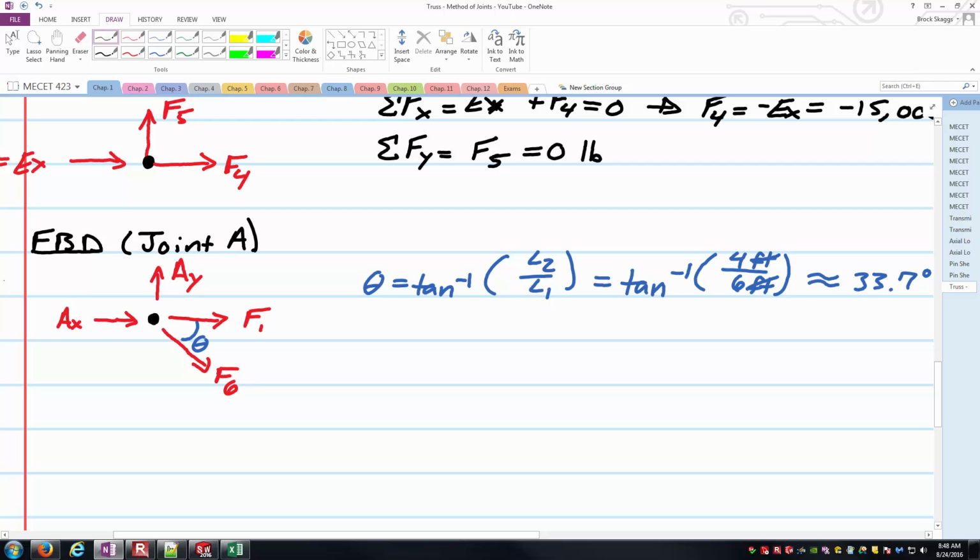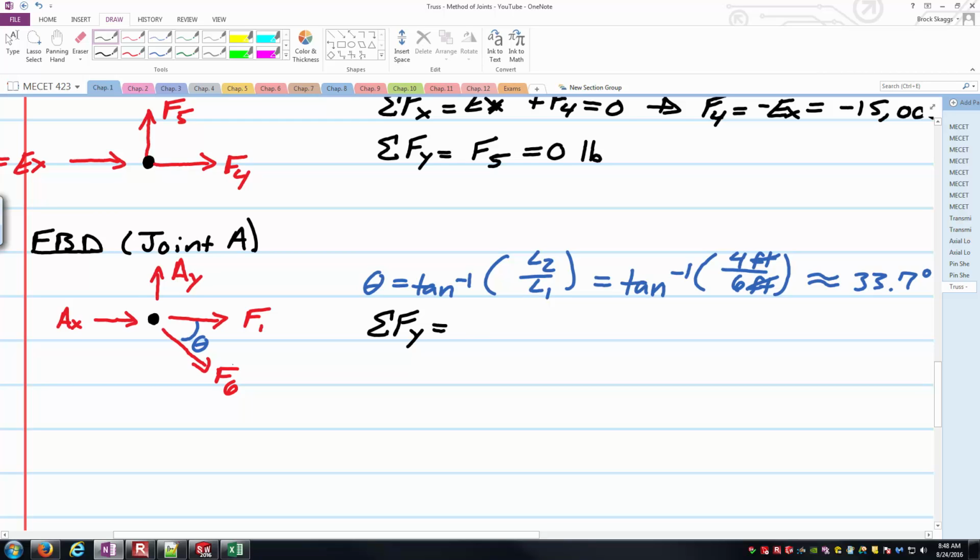Let's scoot over here and do the vertical component first. I've got the sum of the forces in the y. The reason I'm doing it first is because my unknown F6 is going in both the horizontal and vertical direction, while F1 is only going in the horizontal direction. So if I write my vertical equation first, the only unknown will be F6.